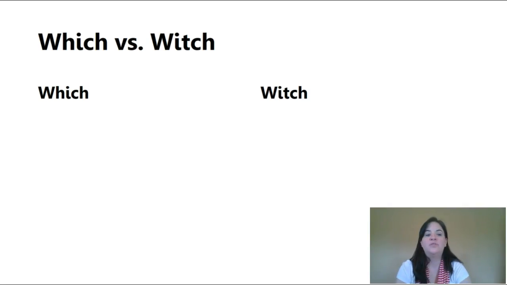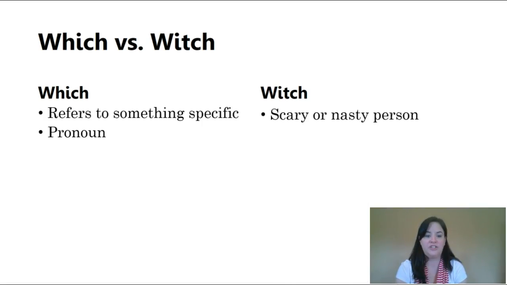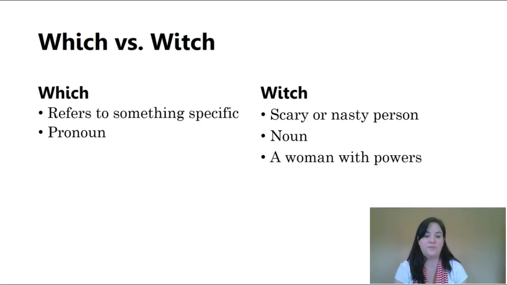Now let's look at the two words which. We have which without a T and we have witch with a T. Which, W-H-I-C-H, refers to something specific. It's a pronoun. Witch, W-I-T-C-H, is a scary or nasty person. This is a noun. It can also be a woman with magical powers.